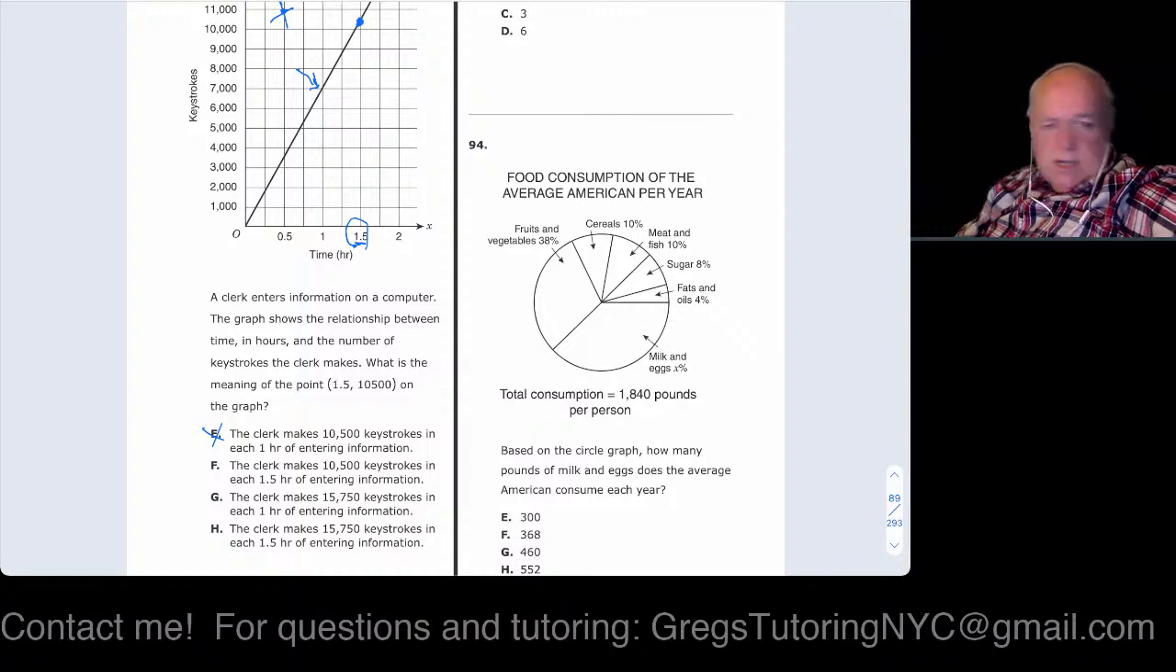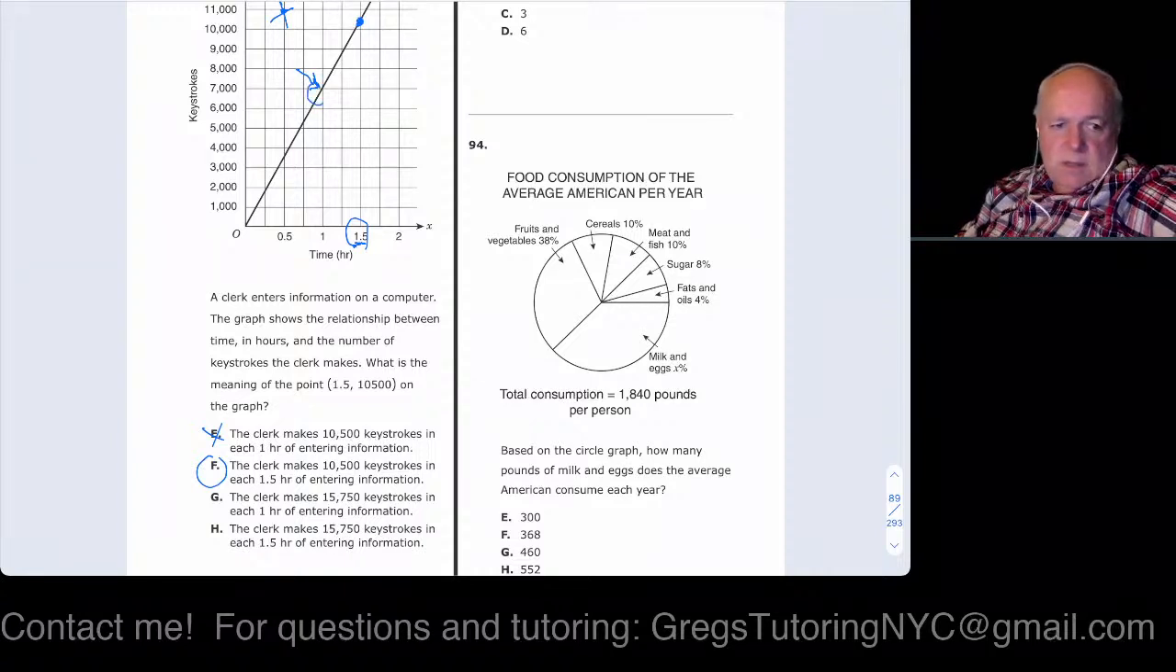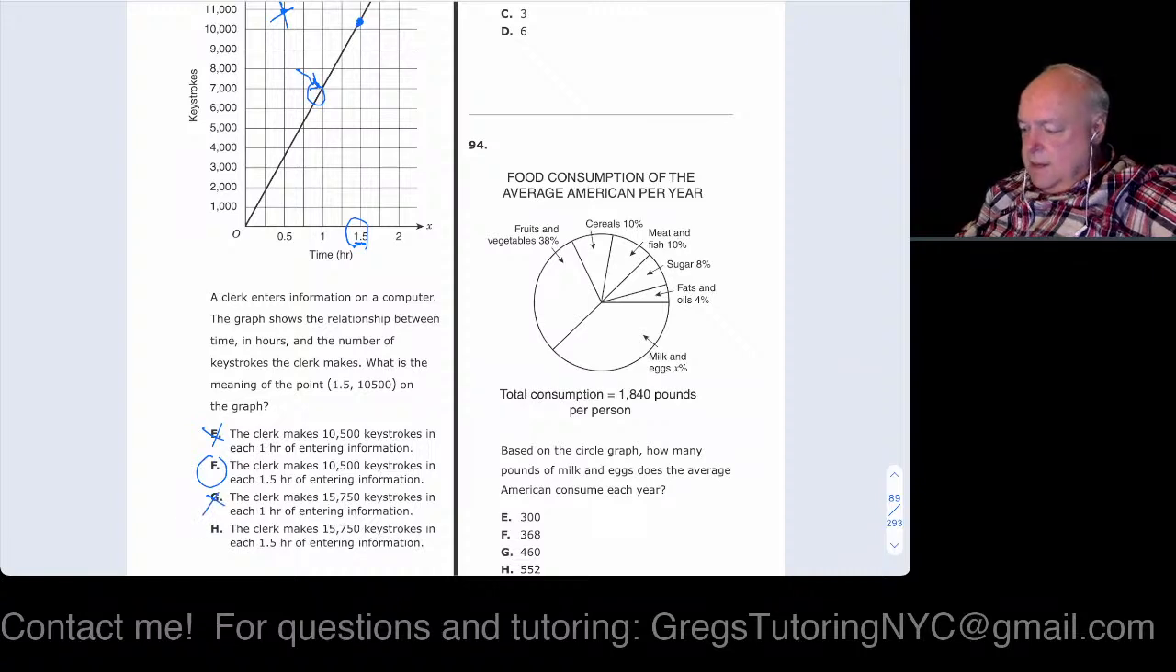And let's just rule out G and H for sanity purposes. G says the clerk makes 15,750 keystrokes in an hour. No, first of all, the hour thing is down where I was pointing before, and that seems to be 7,000. So G is wrong for a few reasons. And then H says the clerk makes that many in an hour and a half. No, well, that's an hour again. It's not the hour and a half. So that is also out the window. All right.